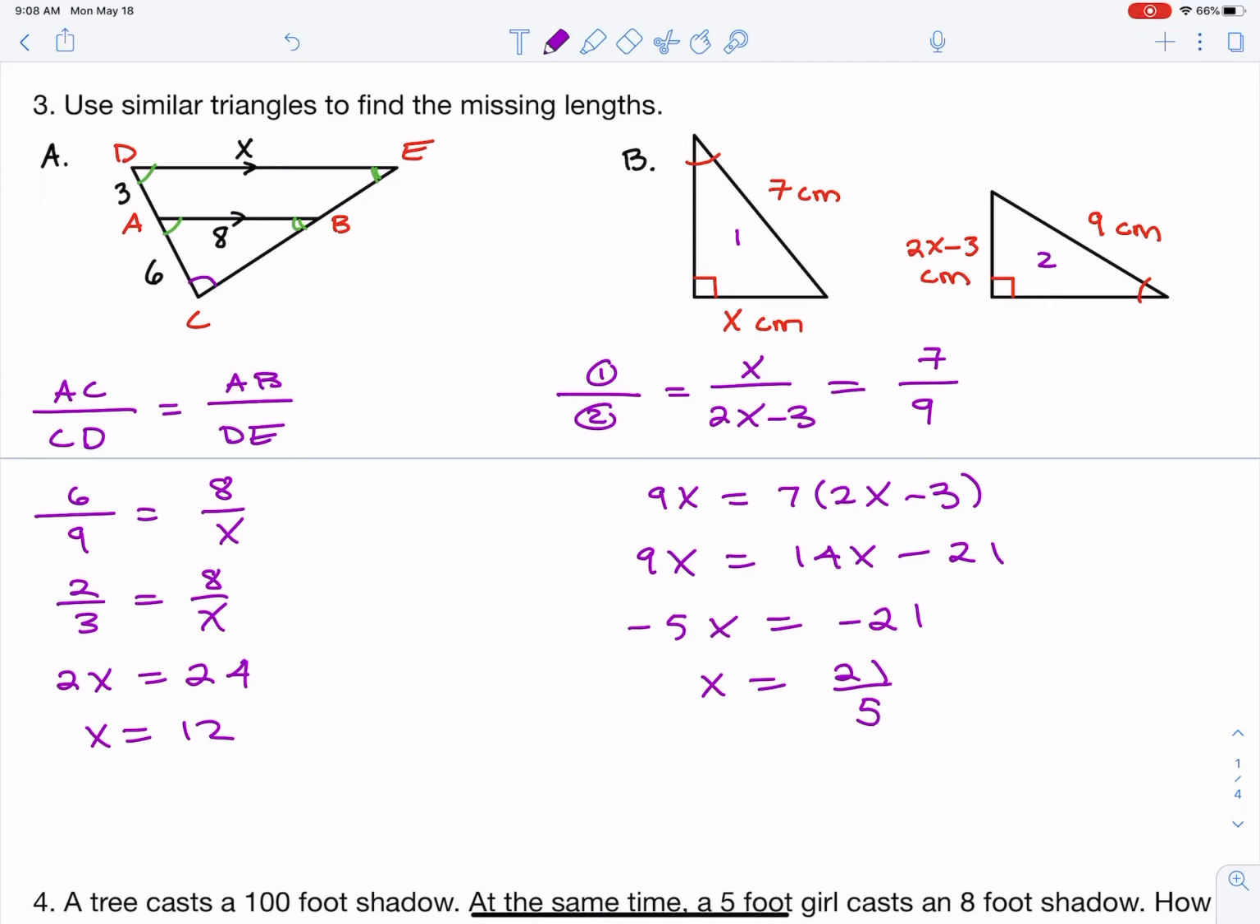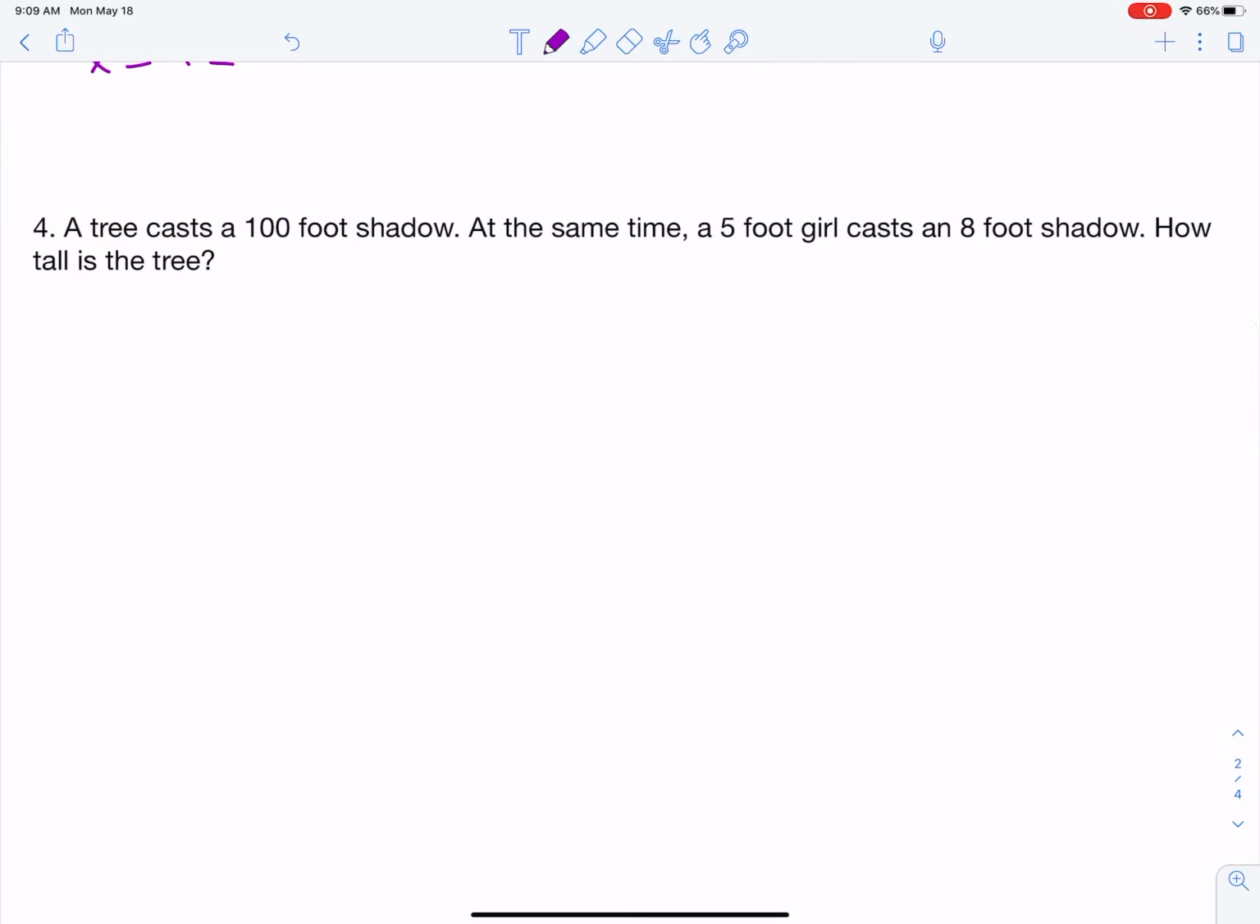Okay? So let's move right along. Trying to think if there's anything else. Nope. Okay. A tree casts a 100-foot shadow.